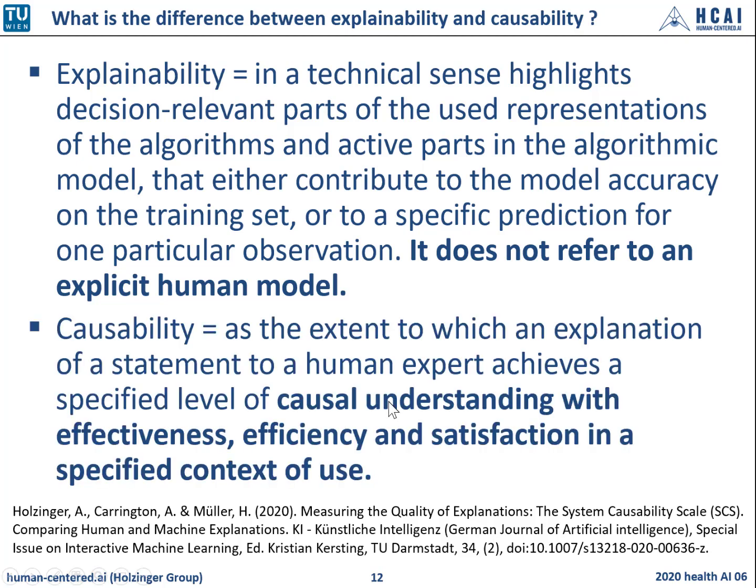And causability, as we have heard before, is the extent to which an explanation of a statement to a human expert achieves a specified level of causal understanding with effectiveness, efficiency and satisfaction in the specified context of use. So you quickly realize now the big difference, and it will make sense to you why this new concept of causability is so important, particularly for the medical domain. On the one hand, it is to measure the quality of explanation, and on the other hand, it is the fundament to build future human-AI interfaces. And this we will urgently need in the future medical AI world.